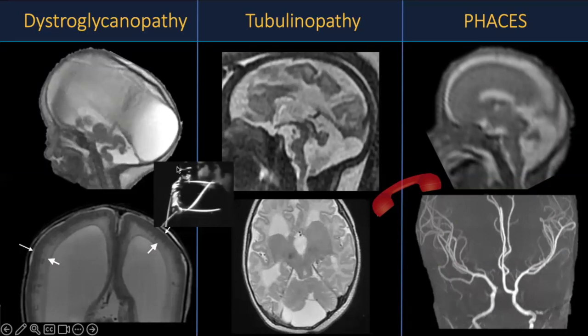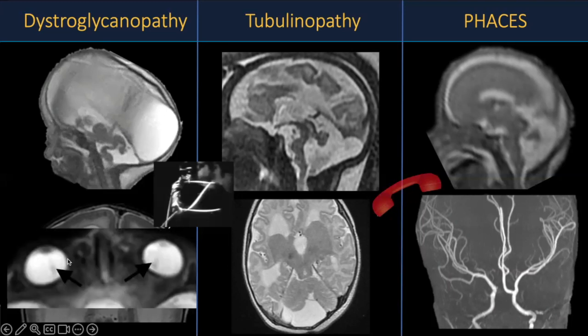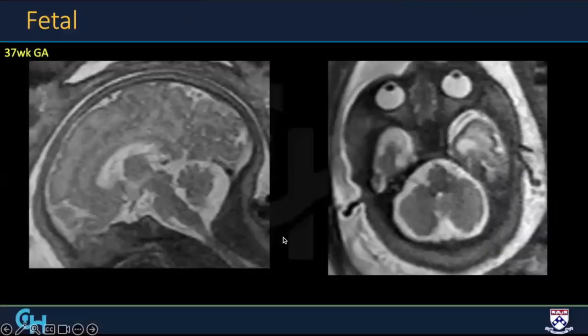And so you really want to pay close attention to the posterior fossa structures to help differentiate these disorders. And again, ocular globes are often affected in dystroglycanopathy, may be affected in tubulopathy, although are often spared in my experience. And if you do see sparing of the ocular globes, think about tubulopathy if you see a Z-shaped brainstem.